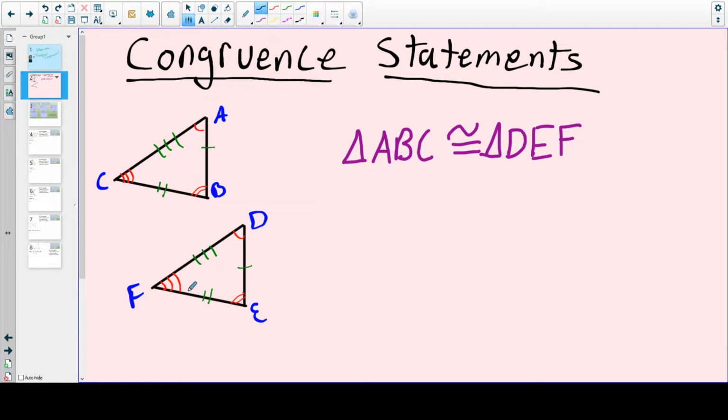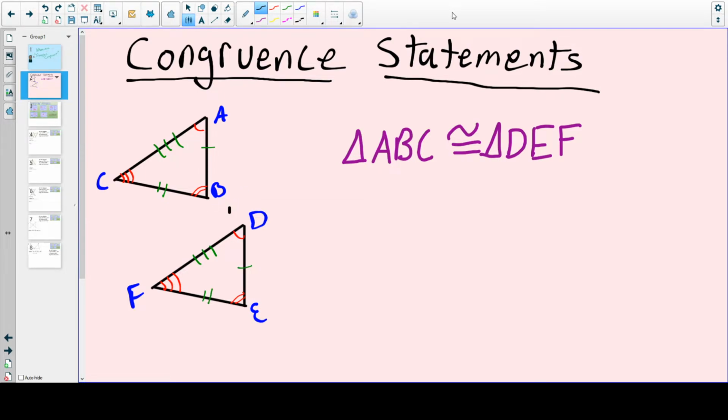This is a typical picture showing two triangles being congruent. We remember that the same number of tick marks means those corresponding sides are going to be congruent. So if you look at side AB, it has one tick mark. Side DE also has one tick mark. That's notation to say, hey, these two have to be the same.